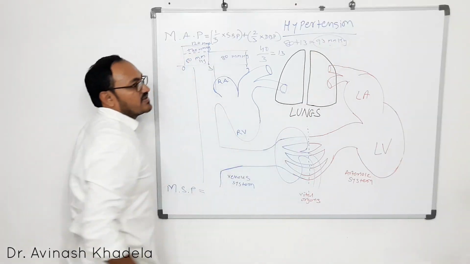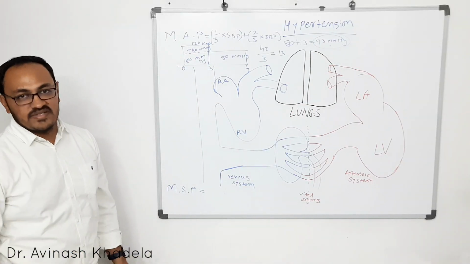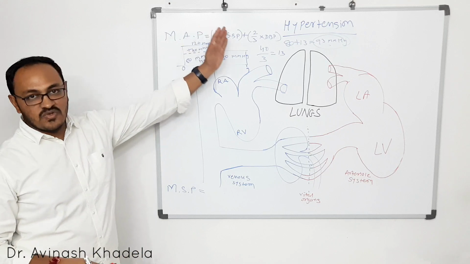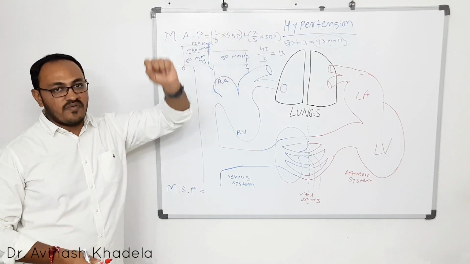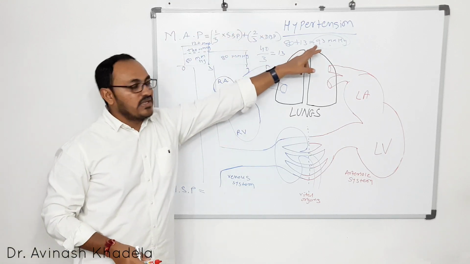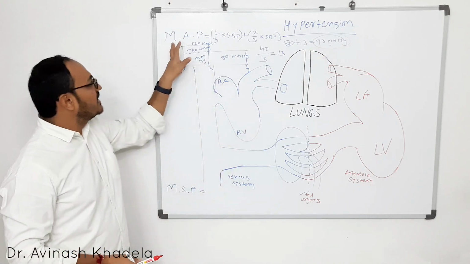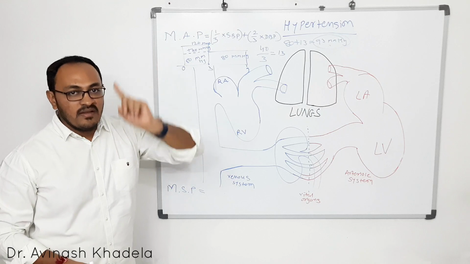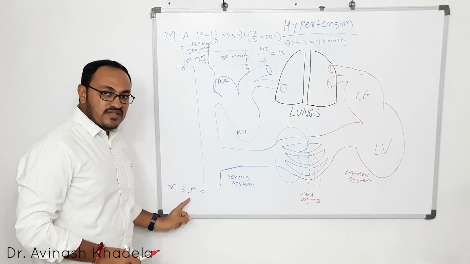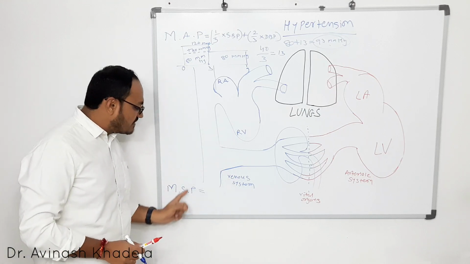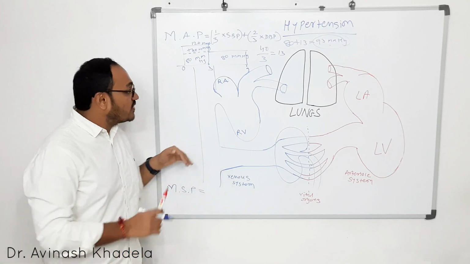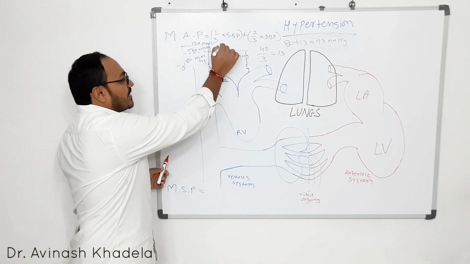This is considered as mean arterial pressure, which takes into account the systolic and diastolic duration of a cardiac cycle. Anything between 90 to 100 is considered as normal mean arterial pressure. The second concept is mean systemic pressure. Now this mean systemic pressure is not only arterial pressure.